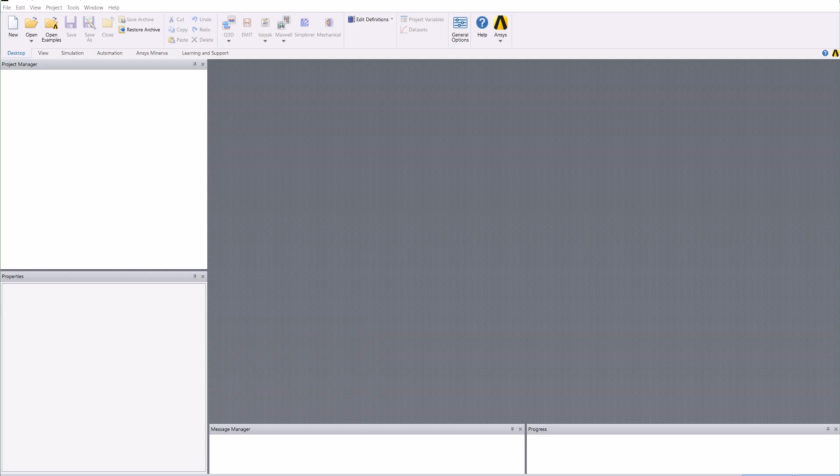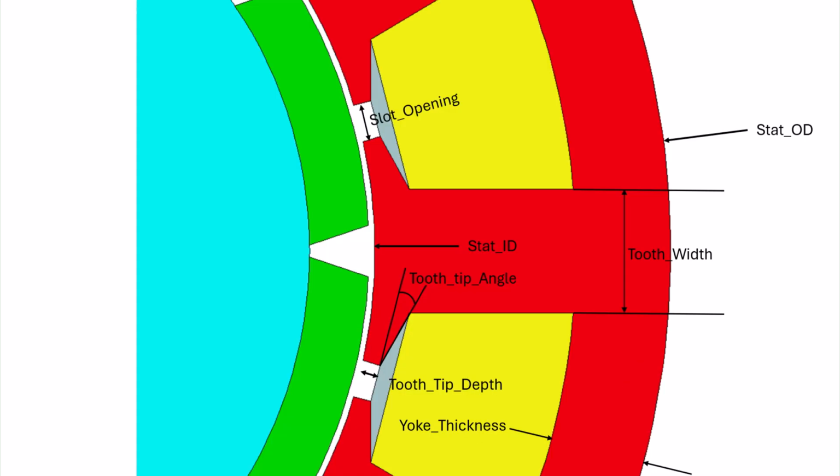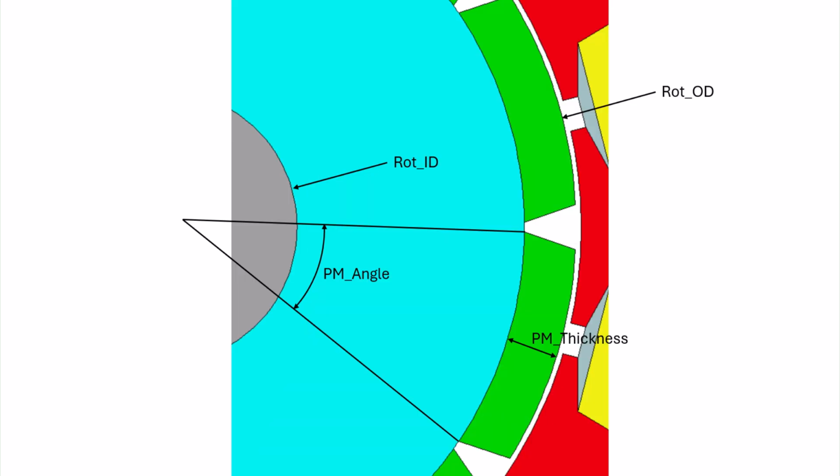For this tutorial, we will create a parametric geometry of a surface permanent magnet motor that looks something like this. Here we have identified the design parameters to assign in the stator and rotor. For the stator, we will be keeping these parameters, and I have tried to show how those parameters will be measured. Similarly, for the rotor, these are the parameters we will be considering.